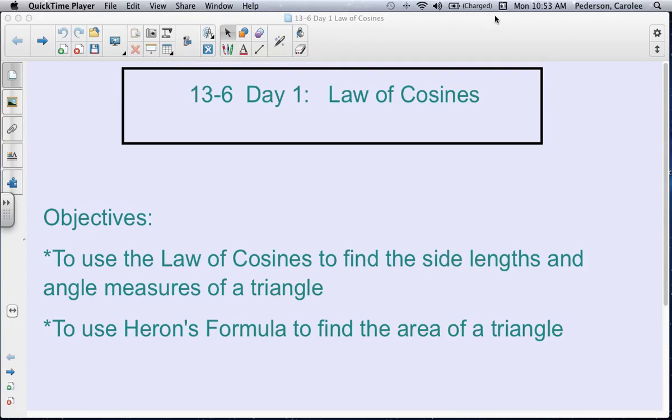13.6 day 1, focusing on the law of cosines. We're going to use the law of cosines to find side lengths and angle measures, along with Heron's formula to find the area of triangles. Don't need to write these objectives down.